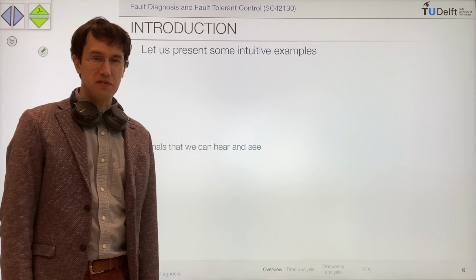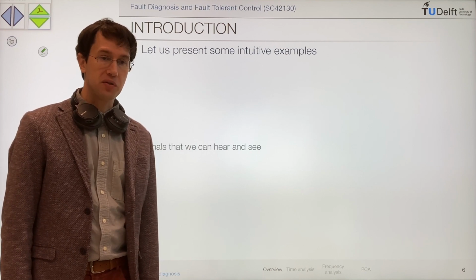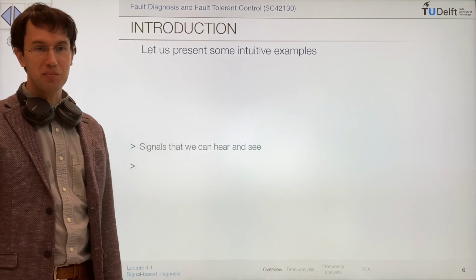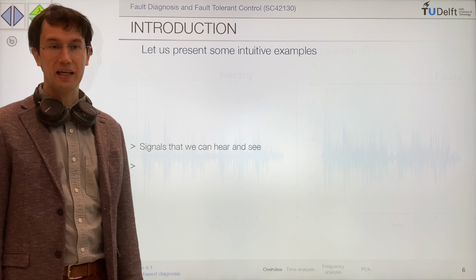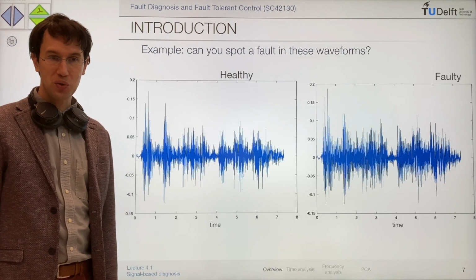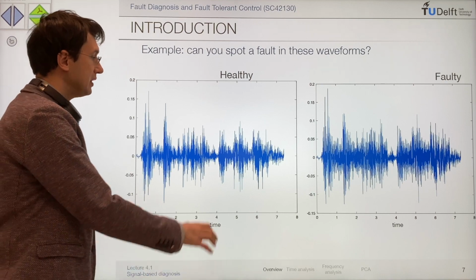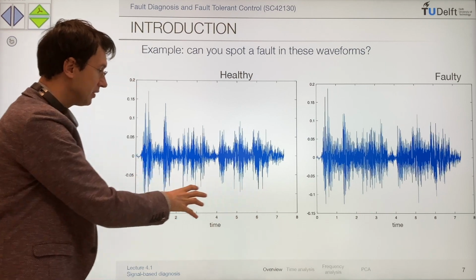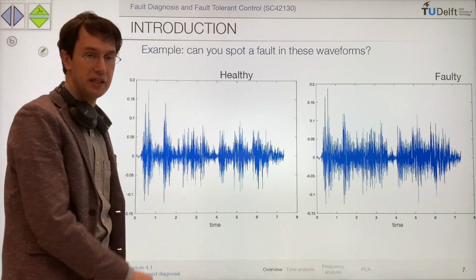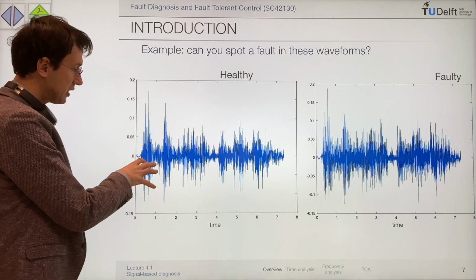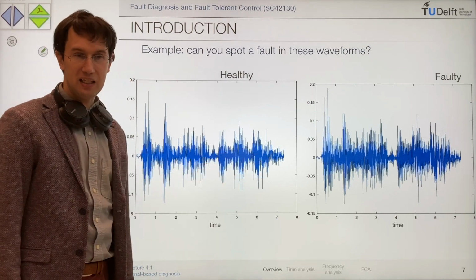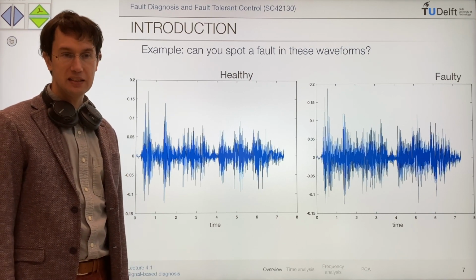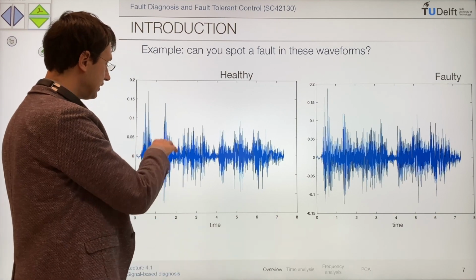Anyway, in order to provide a motivation for the need to do some transformation to extract features rather than look at raw data, I'm going to present you a simple example that you can actually hear. In this example, we show two audio recordings, one that is healthy and one that is faulty. Here you have a plot over time of the amplitude of the audio signal. If you look at these two sound waves here, at least to me, they look the same. There is nothing obvious that I can detect if I look just at the signal.